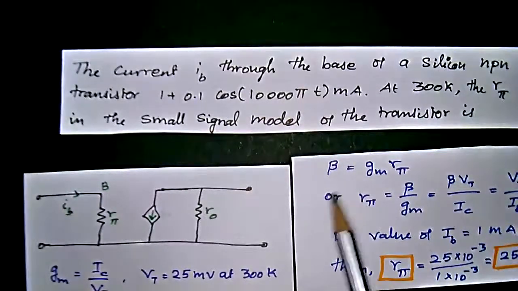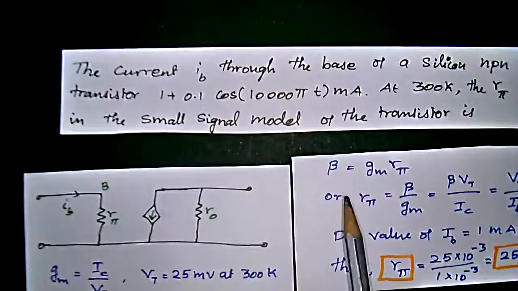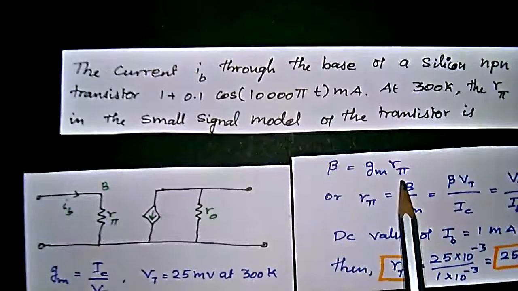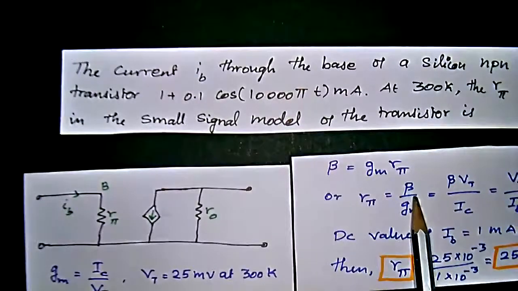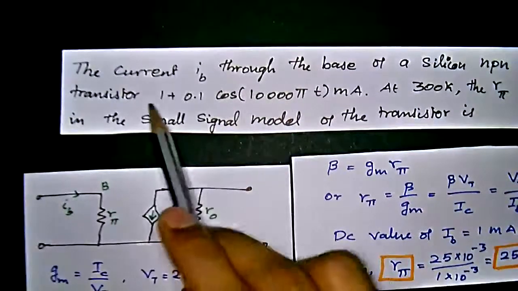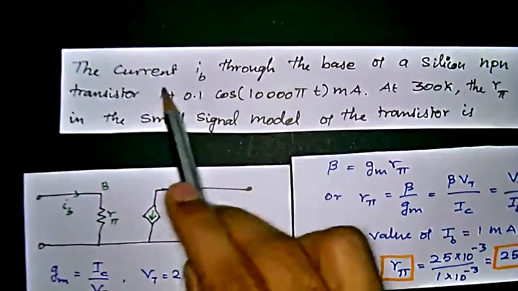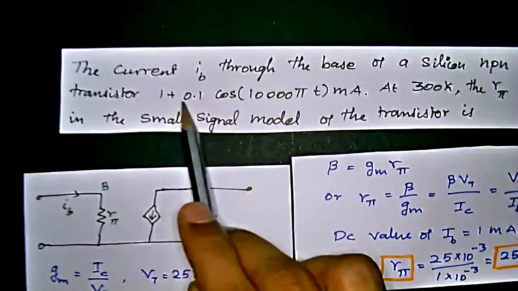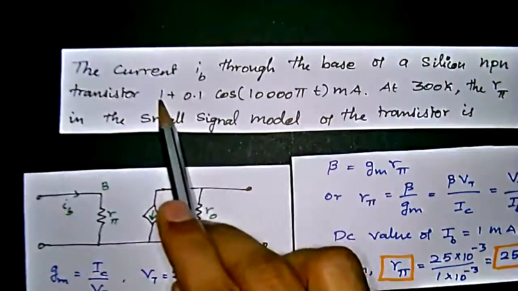From that we can say that the beta value we already found in the small signal model. So we get R pi equal to beta by GM, which gives VT divided by IC. Beta times IC can be written as IB. So the DC value of IB equals 1 milliamp, because in the given problem itself they denoted it as 1 plus 0.1. This is the value of the DC current.